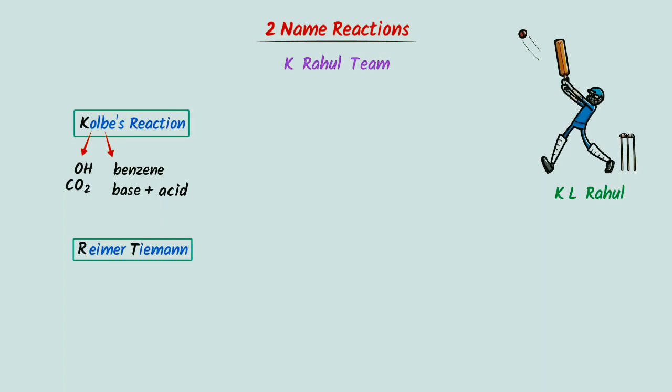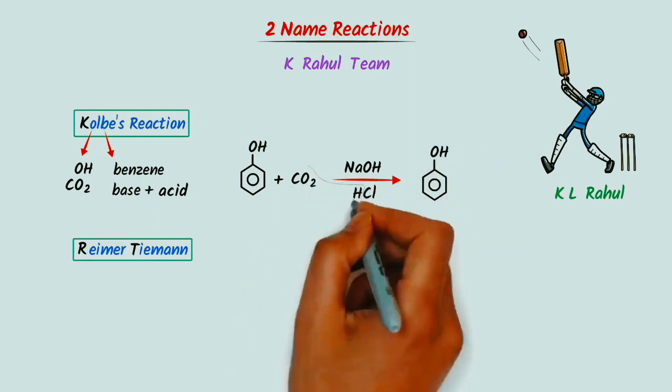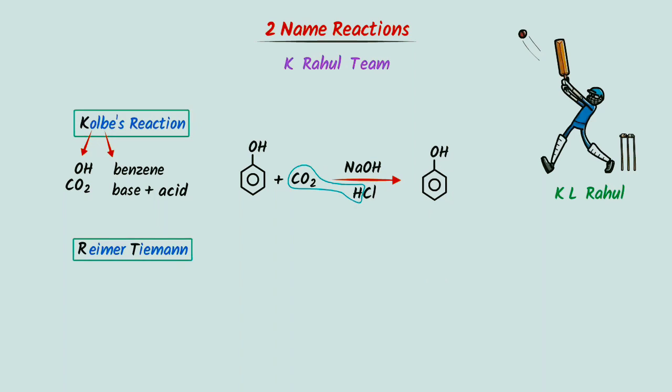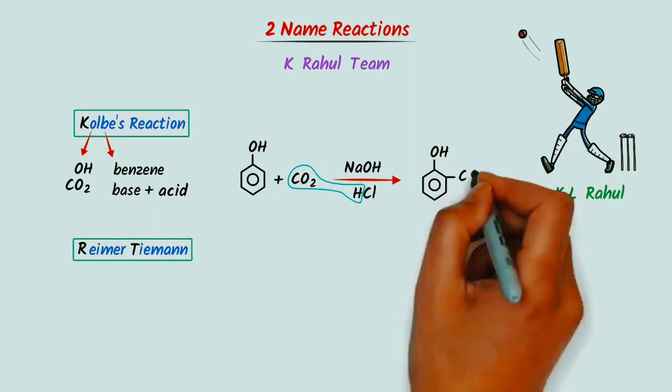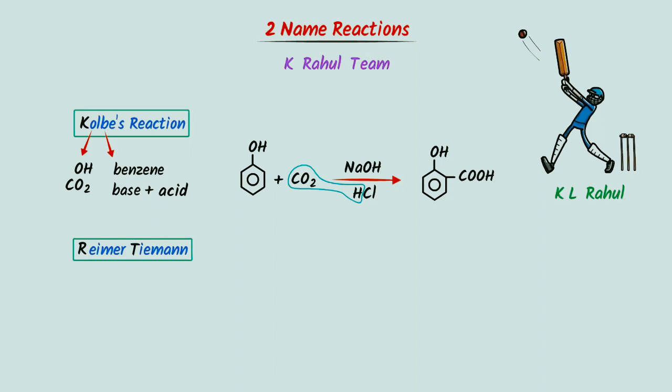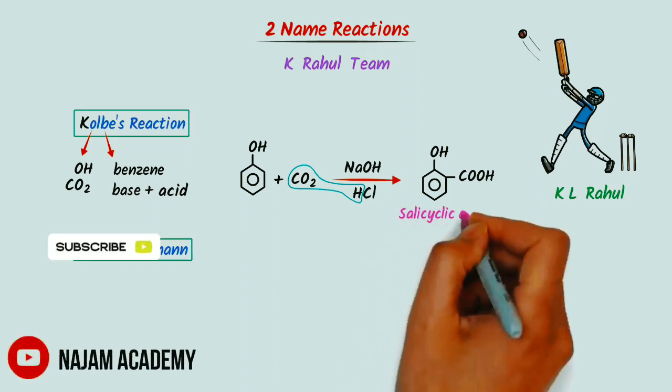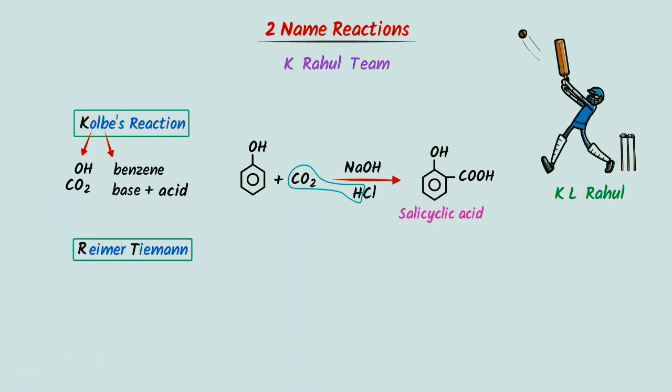Thus I take this OH and I attach it to the benzene ring. I get phenol. Secondly, I write carbon dioxide. The base is sodium hydroxide and the acid is HCl. These are the reactants of this reaction and we can easily guess its products. I take this phenyl and I write it here. Now I select this carbon dioxide and H of base. Lastly, I attach COOH to this benzene ring. I get salicylic acid. So this is the Kolbe's reaction.